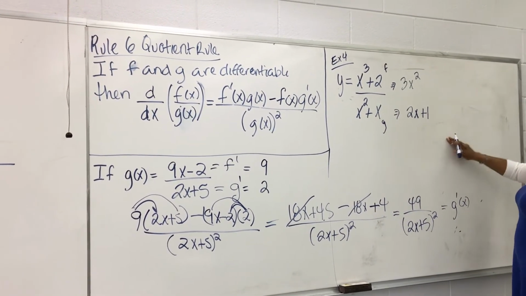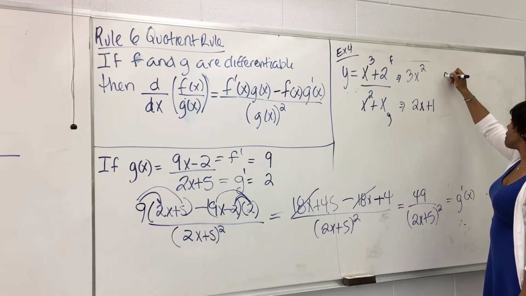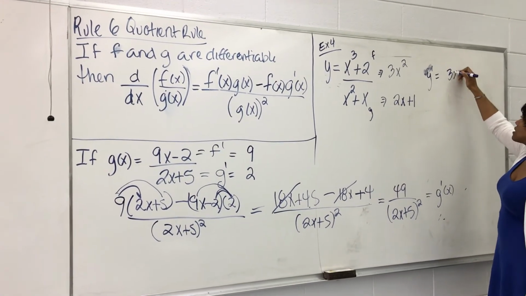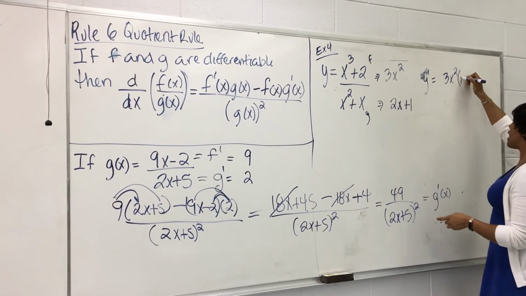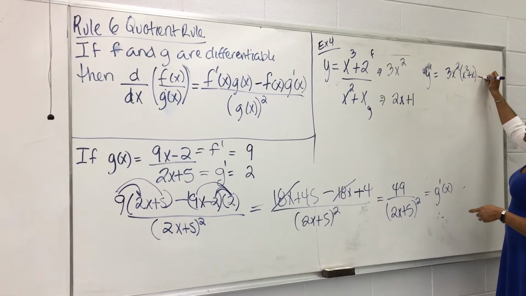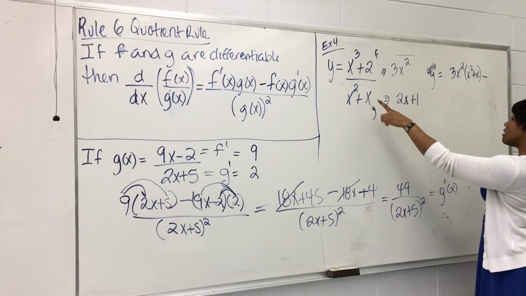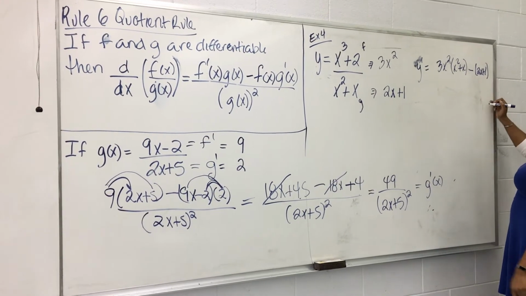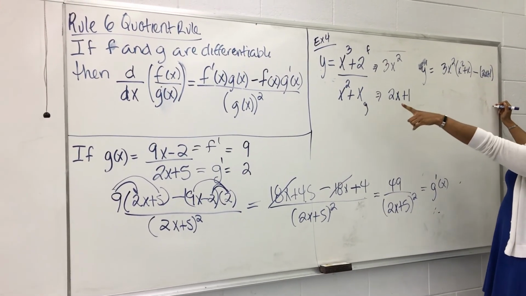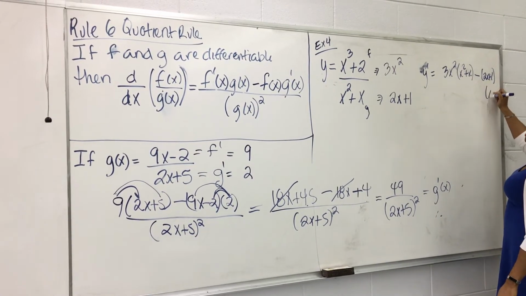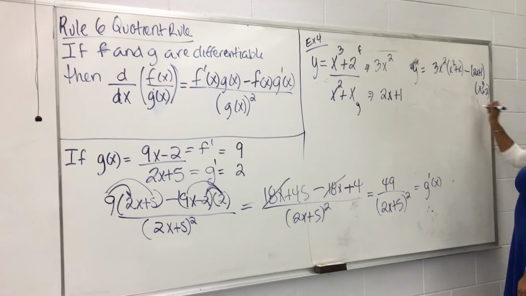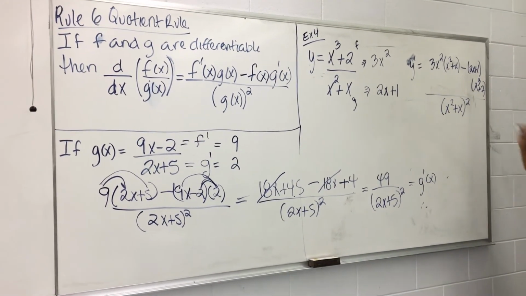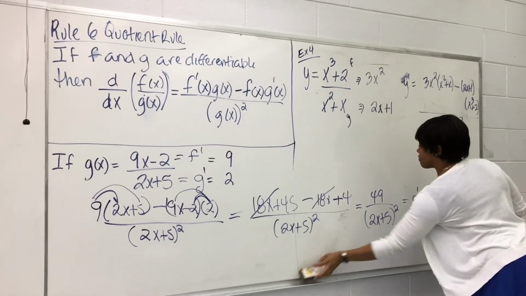All right, so we take the derivative of the top. So what am I doing? Y prime: the derivative of the top, which is 3x squared, times the bottom, which would be x squared plus x, minus the derivative of the bottom, which will be 2x plus 1, times the top, x cubed plus 2, all over x squared plus x, squared. I don't have enough room, so I have to erase some stuff.